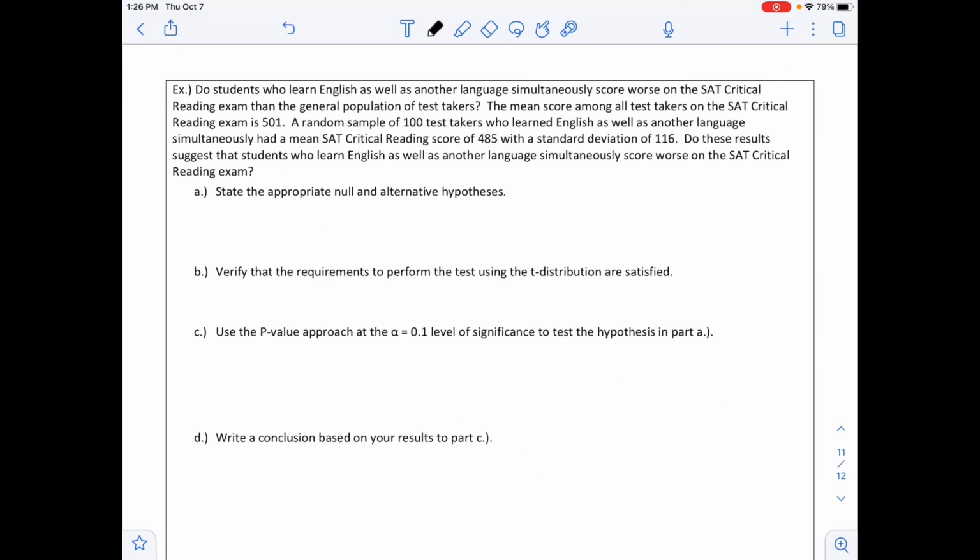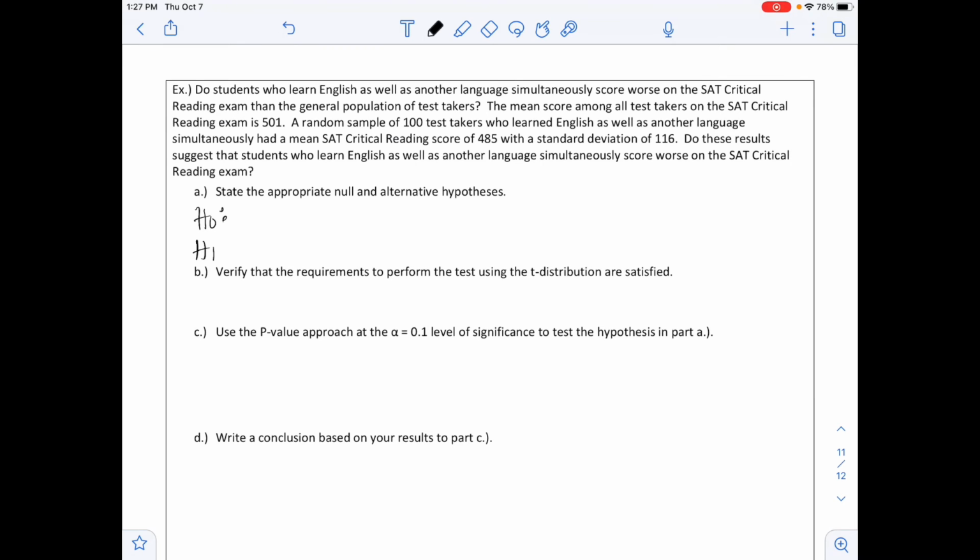The example on the next page says, do students who learn English as well as another language simultaneously score worse on the SAT critical reading exam than the general population of test takers. The mean score among the test takers on the SAT critical reading exam is 501. A random sample of 100 test takers who learned English as well as another language simultaneously had a mean SAT critical reading score of 485 with a standard deviation of 116. Do these results suggest that students who learn English as well as another language simultaneously score worse on the SAT critical reading exam? Part A says to state the appropriate null and alternative hypotheses.